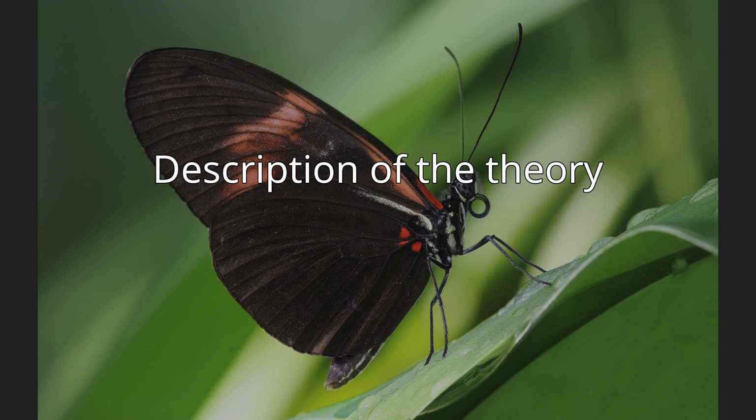Description of the theory. The theory of facilitated variation consists of several elements. Organisms are built from a set of highly conserved modules called core processes that function in development and physiology, and have remained largely unchanged for millions, in some instances billions of years.